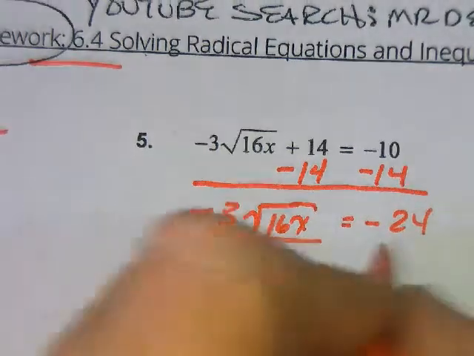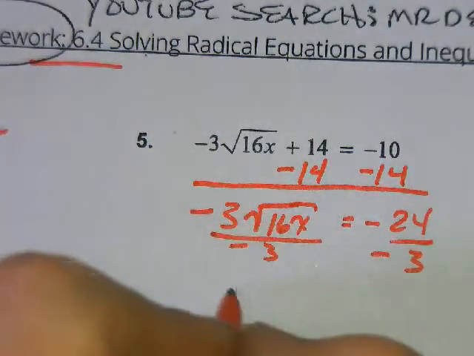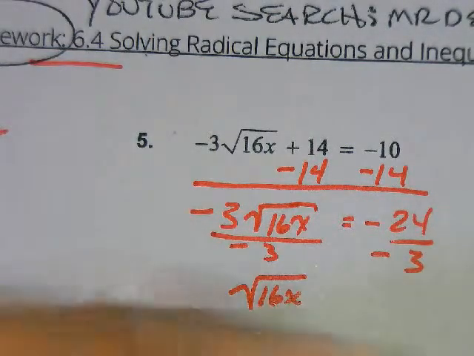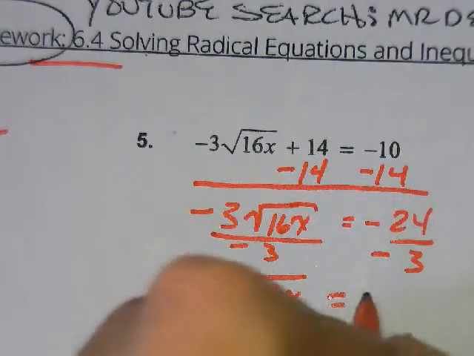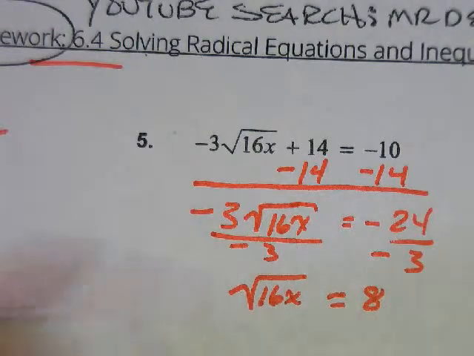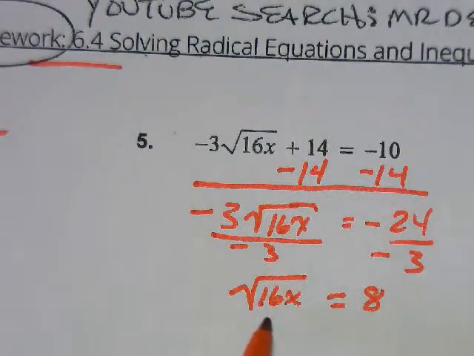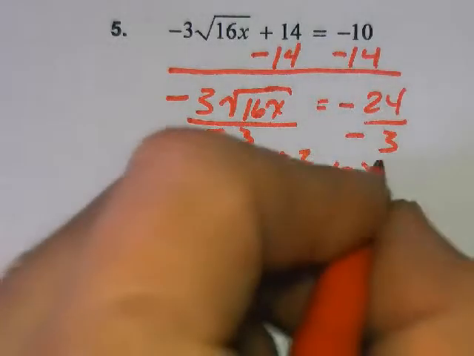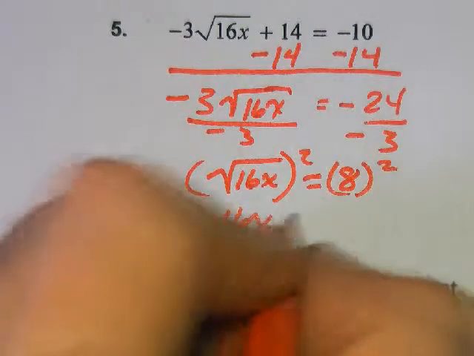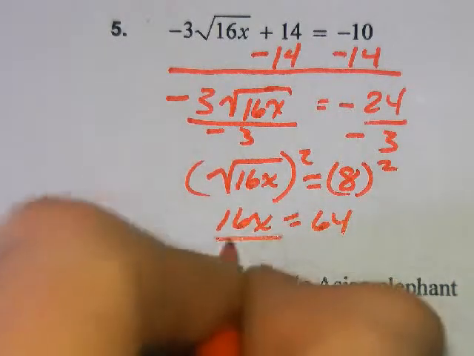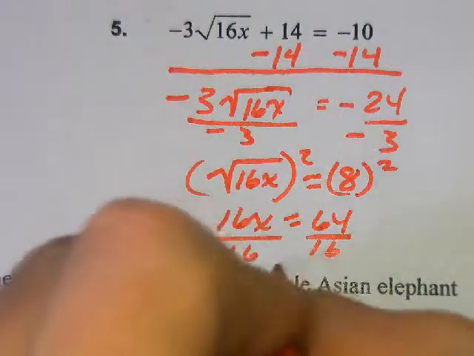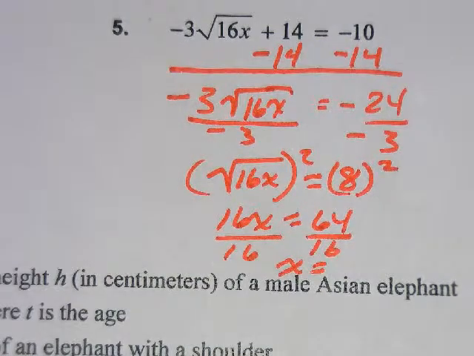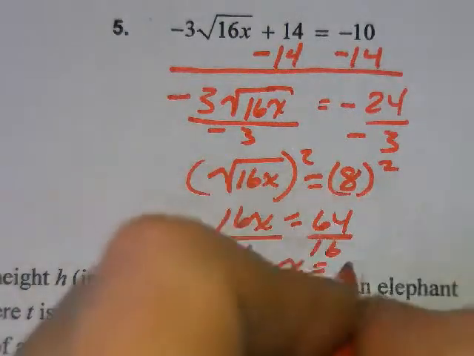Dividing by negative 3 says 16x equals 8. Now we're back to the start, and we can square both sides. So I'm going to square both sides, and I get 16x equals 64. I'm going to divide by 16, and I get that x is 64 over 16, so 4.